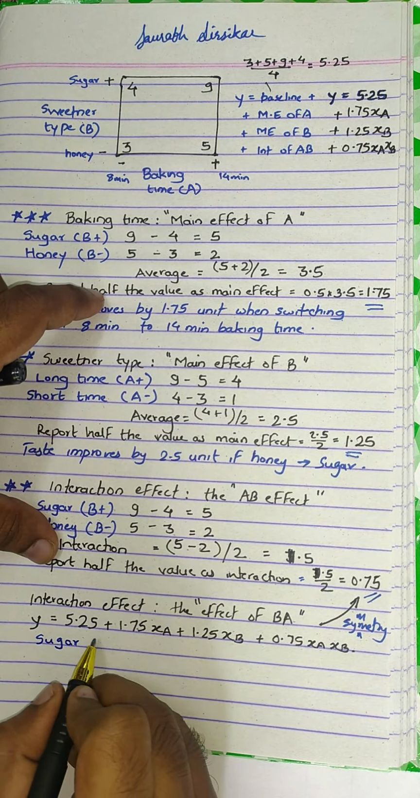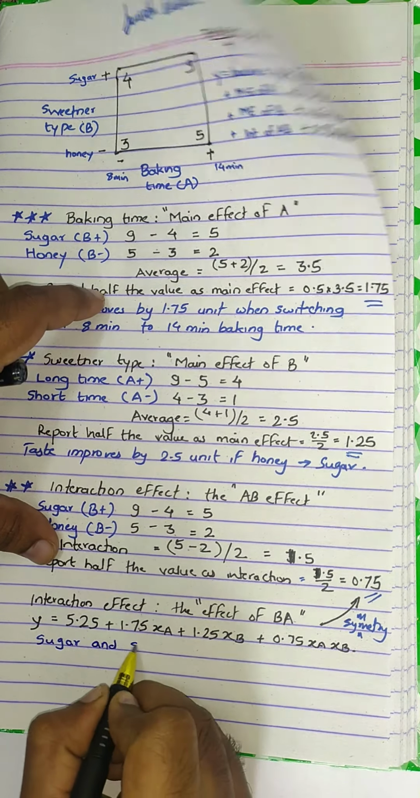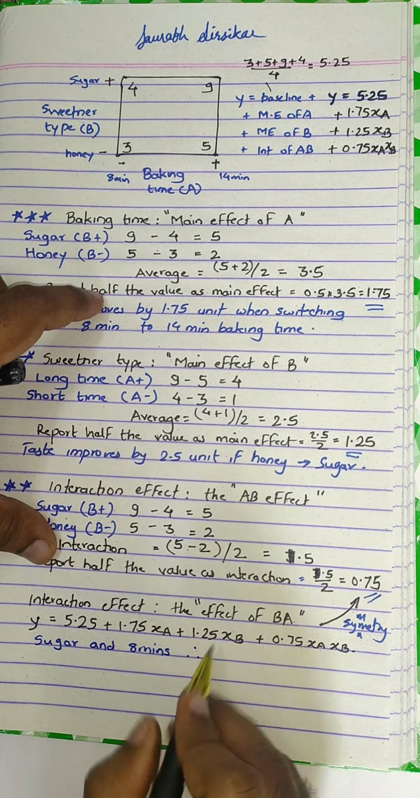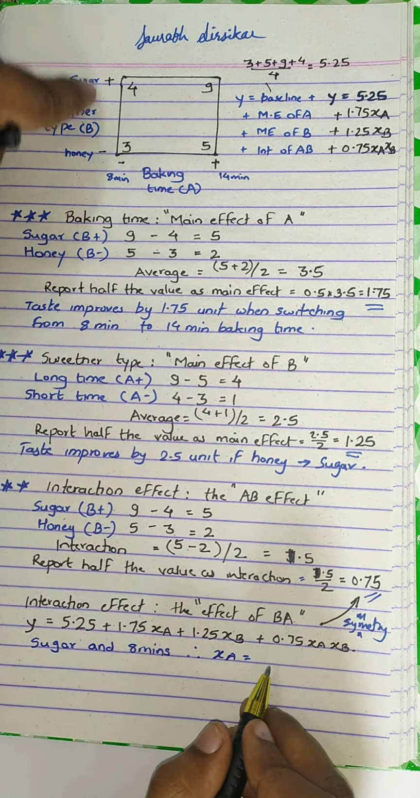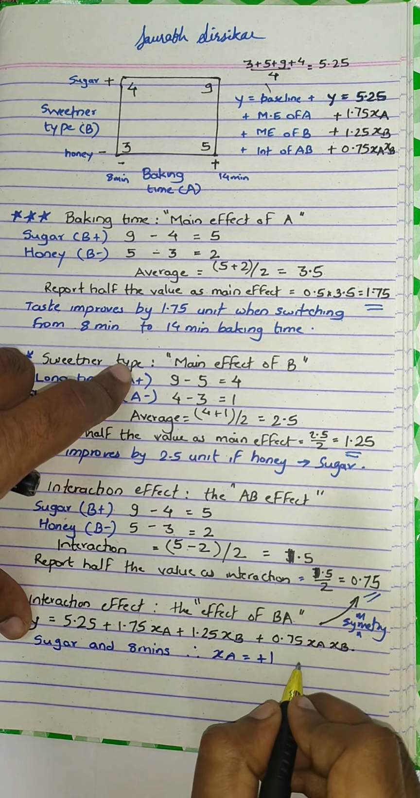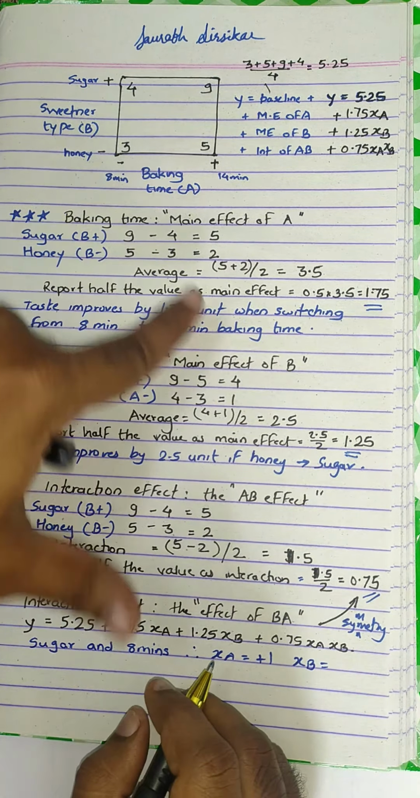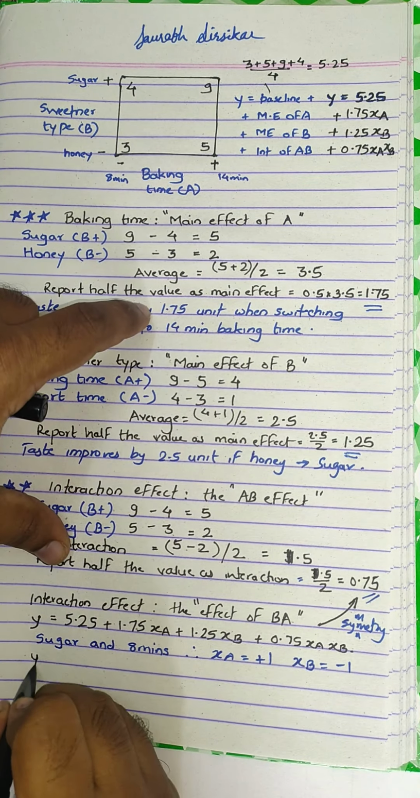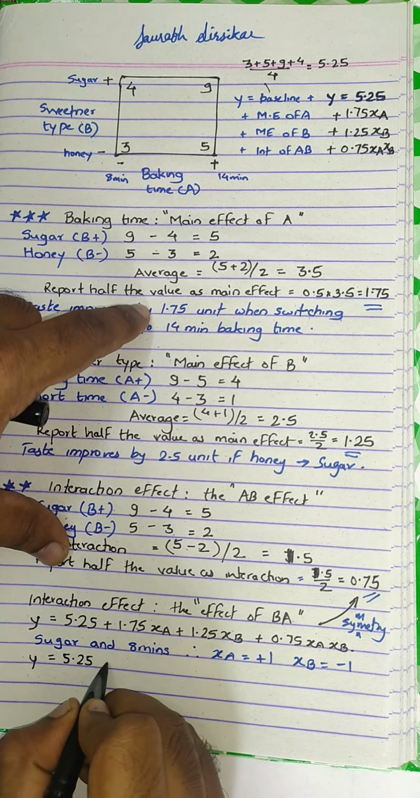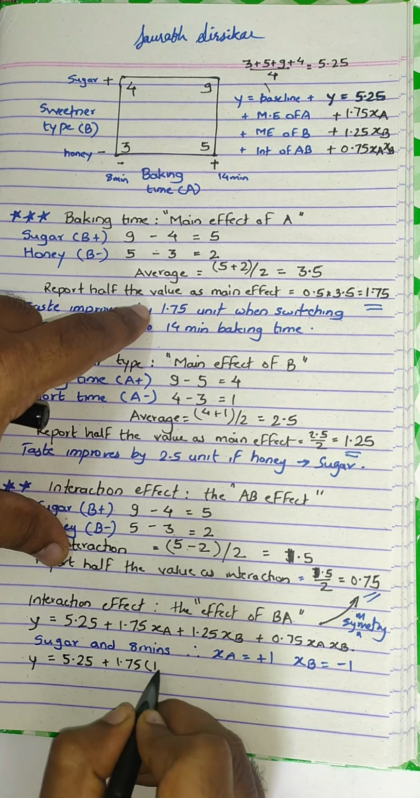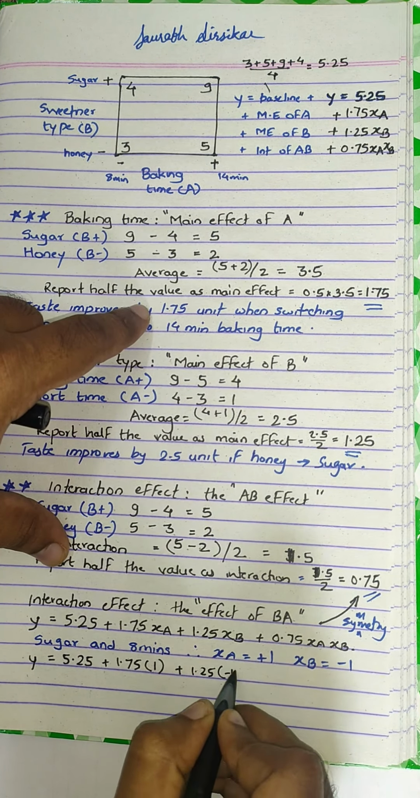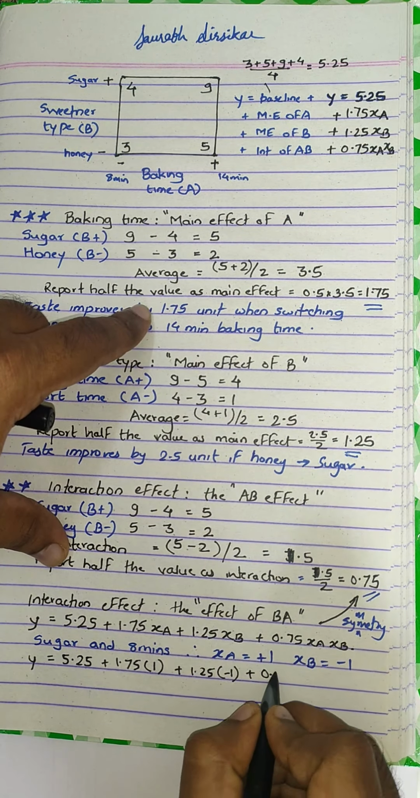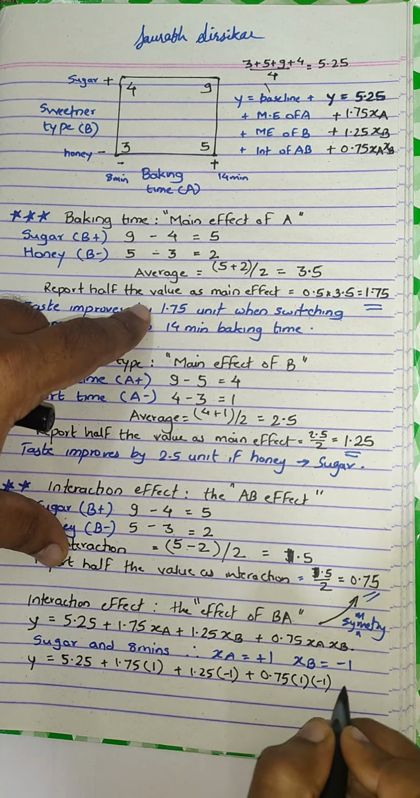Now that our prediction model is ready, let's take a look and see how well our predictions work. Try to predict the taste when using sugar and cooking for a time of 8 minutes. So that predicted taste is 5.25 plus 1.75 times minus 1, plus 1.25 times plus 1, plus this interaction of 0.75 times minus 1 times plus 1.